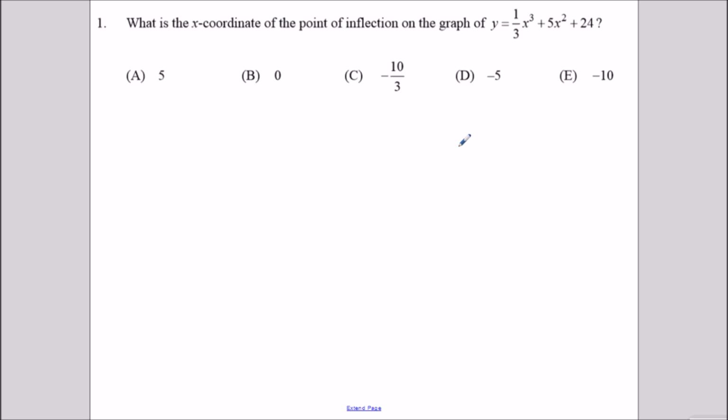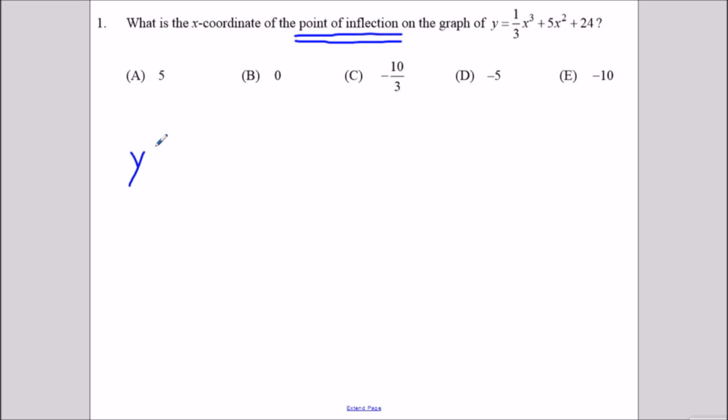So we have, what is the x-coordinate of the point of inflection of the graph of y equals, and we have a function. Now here's the thing, when you study for this test, you have to have an automatic response to phrases like point of inflection. That means find out where y double prime equals 0.